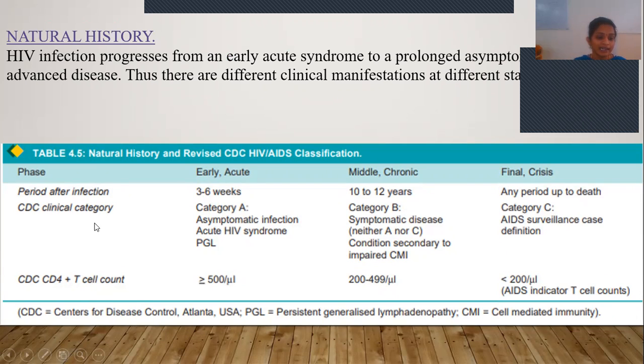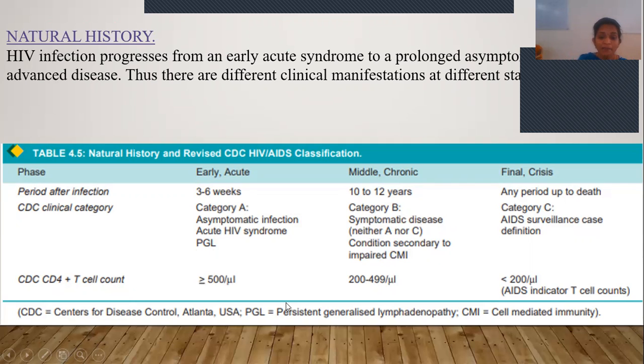And then the CDC clinical category. CDC is the Centers for Disease Control. They have categorized HIV into three different categories, A, B, and C. In the early stage, immediately after infection, there will not be any symptoms, so we call it asymptomatic infection. And acute HIV syndrome means symptoms of acute infection can be seen. The middle or chronic stage includes symptomatic disease, neither A nor C, and condition secondary to impaired CMI, that is impaired cell-mediated immunity.